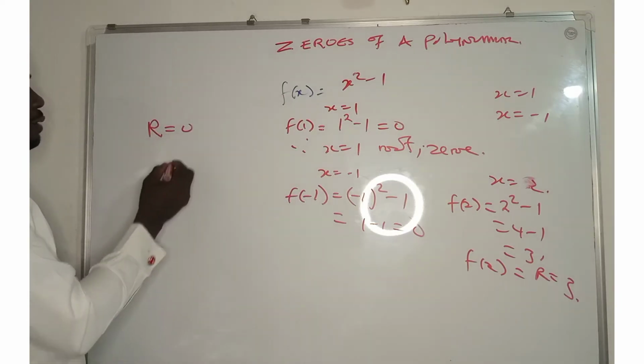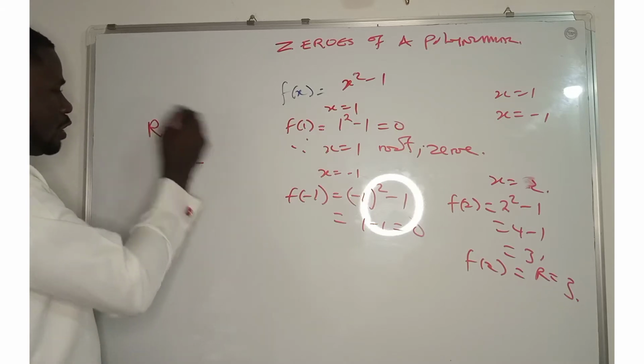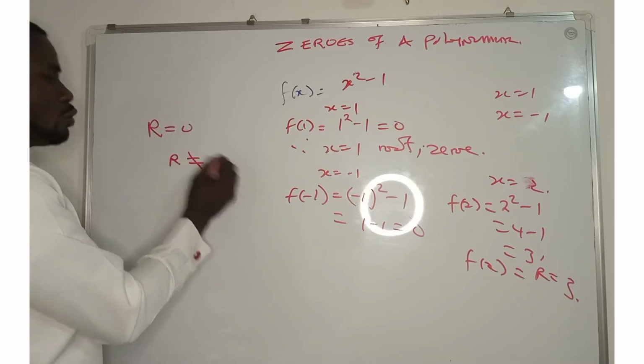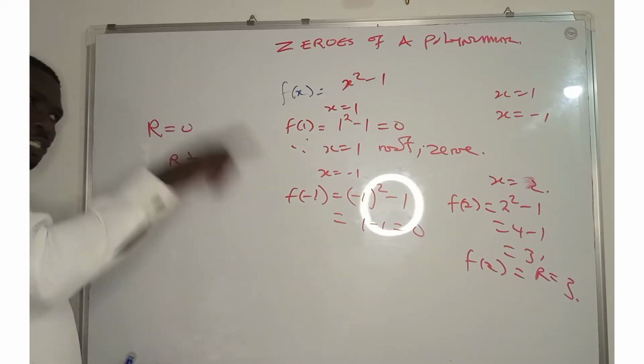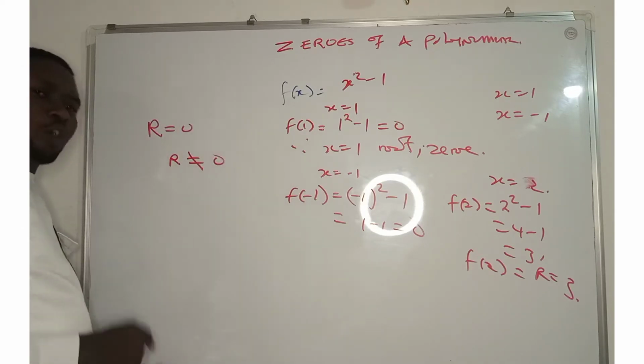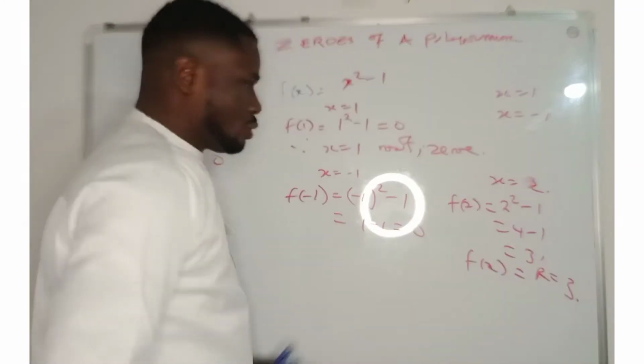But when the remainder is not equal to 0, that value you substituted, for which the expression did not turn to 0, is not a root of the equation. It's not a 0 of that equation. Let me take that to relate it to this.